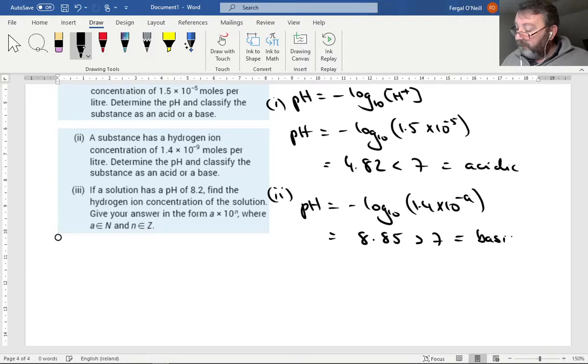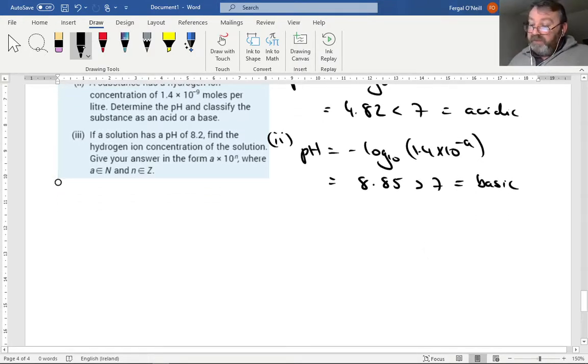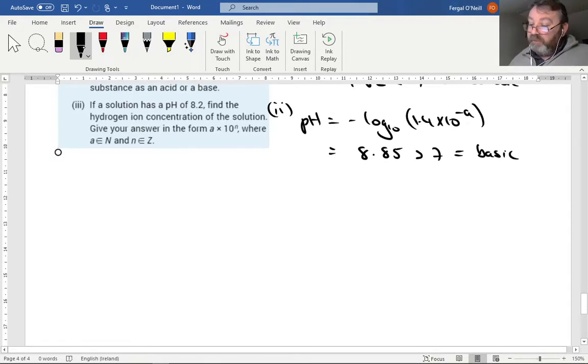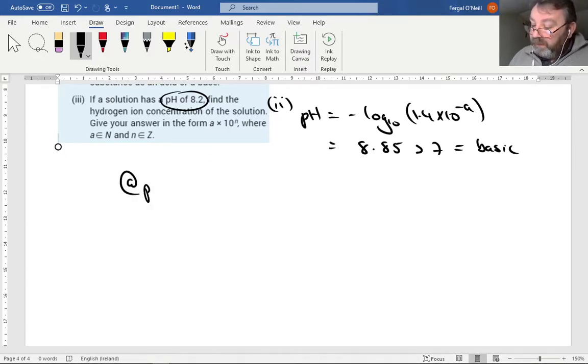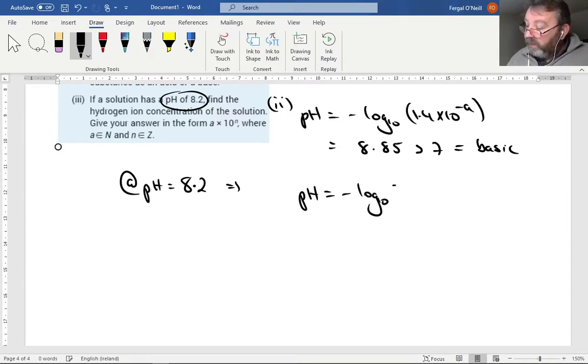Okay. And finally, if a solution has a pH of 8.2, what are we being asked to use? We're being asked to use pH equals minus log to the base 10 of the hydrogen ion concentration. That's the formula. So at pH 8.2, find the hydrogen ion concentration.